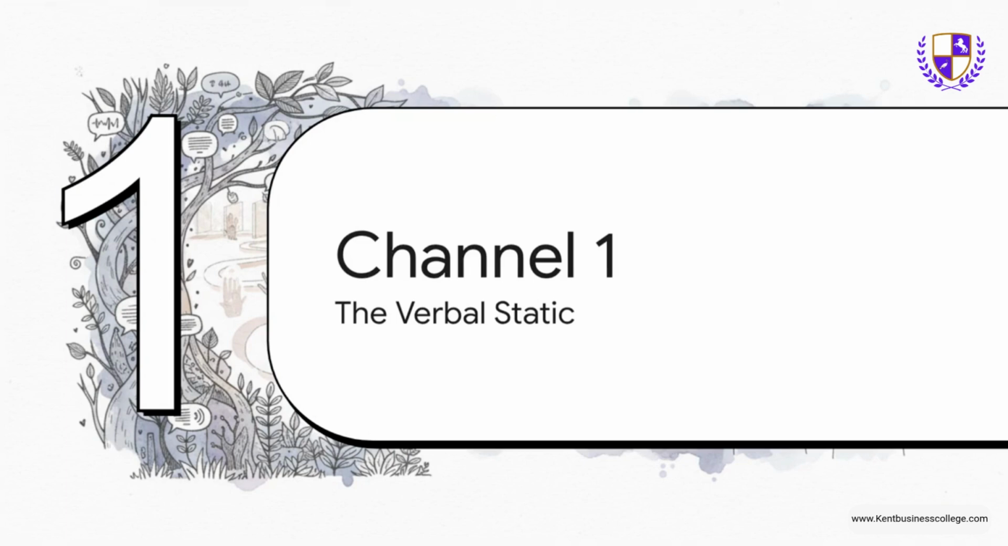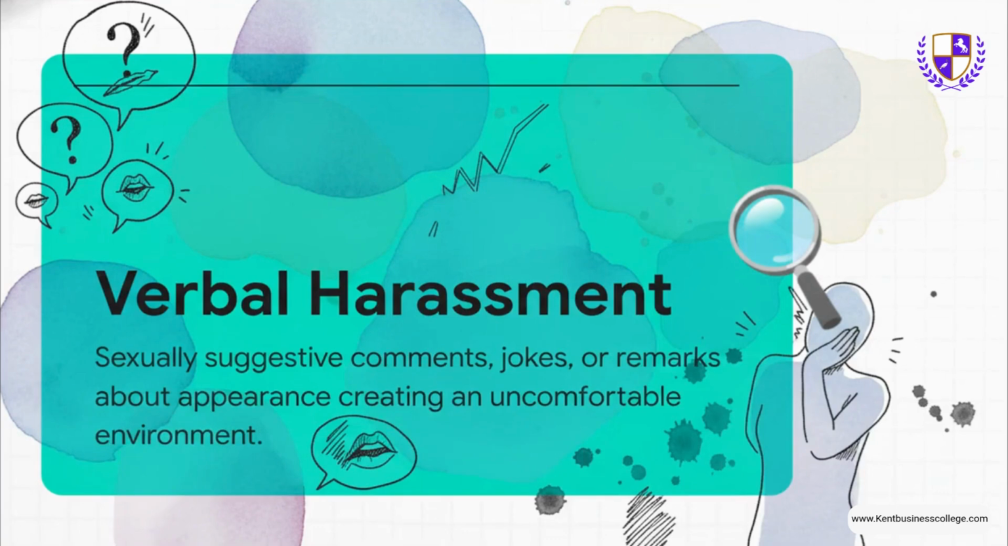First up is the channel we probably notice the most: verbal static. This is all about what people say out loud. So here's the key thing to get. It's not really about the specific words someone uses. It's all about the effect of those words. Do they create an environment that feels uncomfortable or awkward or even hostile for someone? That's the real question we have to ask.